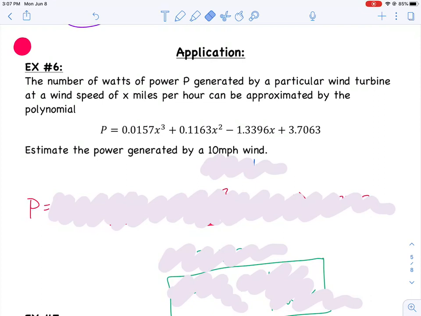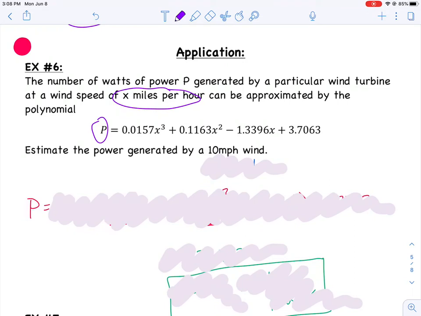If you look at example number 6 with me, it says here the number of watts of power, P, generated by a particular wind turbine at a wind speed of X miles per hour can be approximated by this polynomial. So they've come up with a polynomial to help us determine how many watts of power we'll get depending on how fast the wind is blowing, right? At this wind turbine, if wind blows at a certain miles per hour, which they called X, so X represents how fast the wind is blowing, we can estimate how many watts of power, P, we're going to get out of this wind turbine.